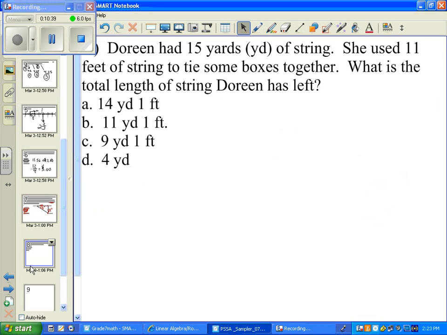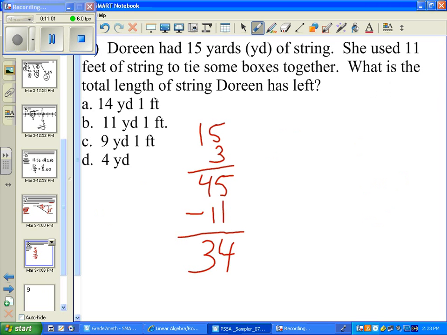Doreen had 15 yards of string. She used 11 feet of string to tie up some boxes. What is the total length of the string Doreen has left? So she started with 15 yards. And it'd be handy to know that 15 yards times 3 feet is 45 feet. And she used, let's see, 11 feet. So that brings us to, she has 34 feet left.